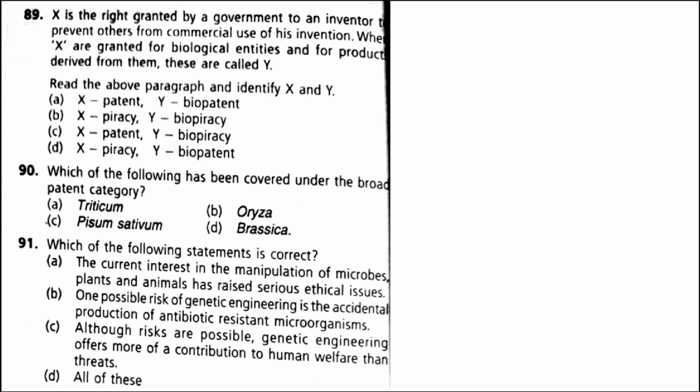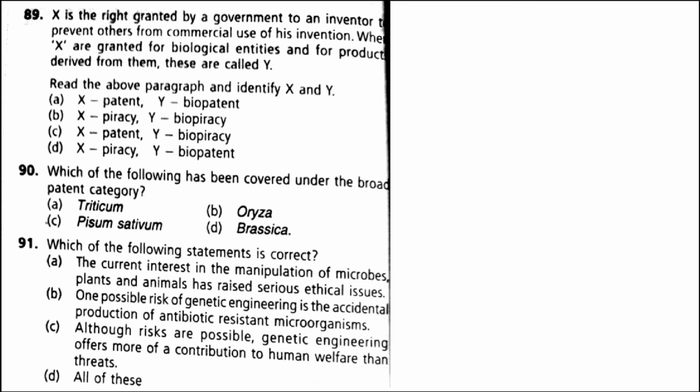Next, X is the right granted by the government to an inventor to prevent others from commercial use of his invention, where X are granted for biological entities and for products derived from them. These are called Y. Read the above paragraph and identify X and Y. And here the answer will be option A, X patent, Y biopatent.